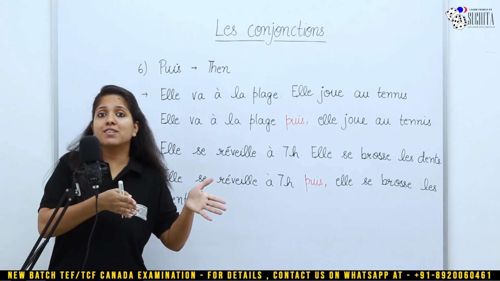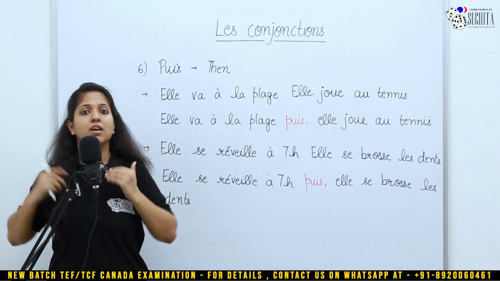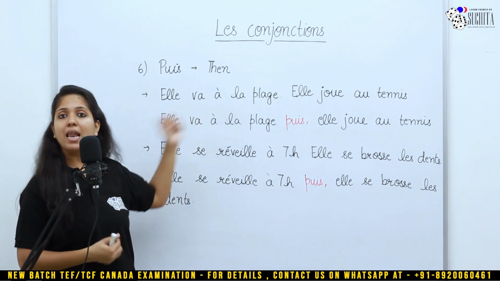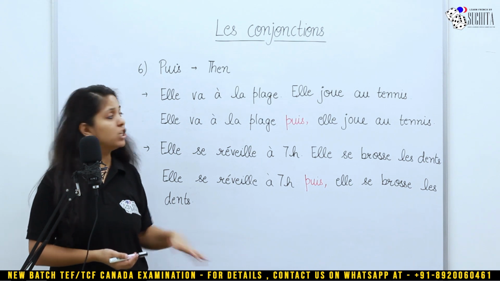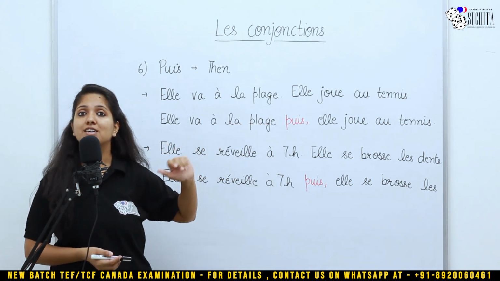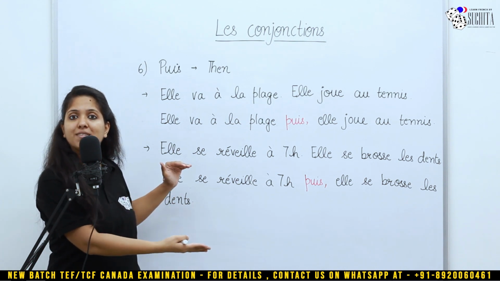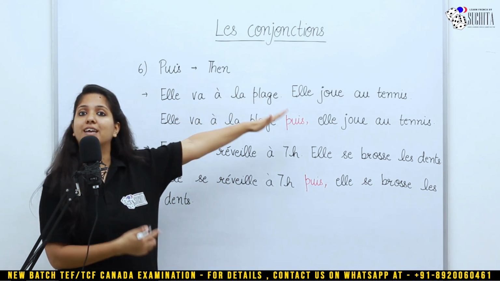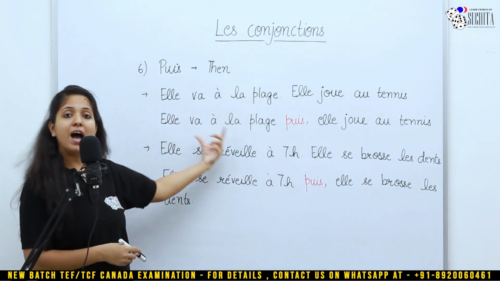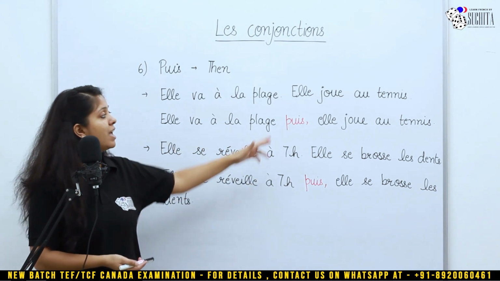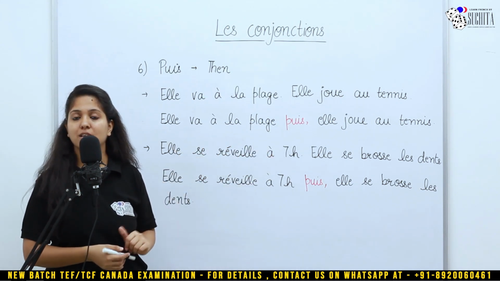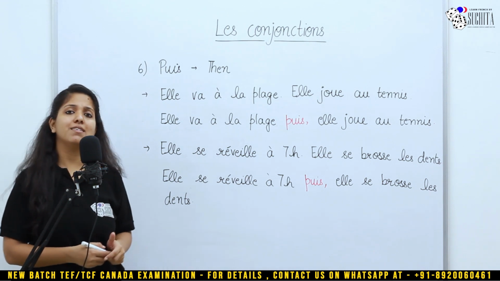Let's say, first I do this, then I do this. Okay, let's say, elle va à la plage, she goes to the beach, elle joue au tennis, she plays tennis. So she goes to the beach, then she plays tennis. So first is this action and second is this action. So elle va à la plage, puis elle joue au tennis. Puis, then she plays tennis.